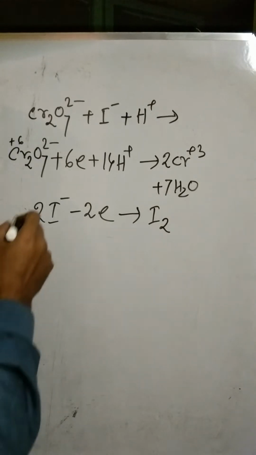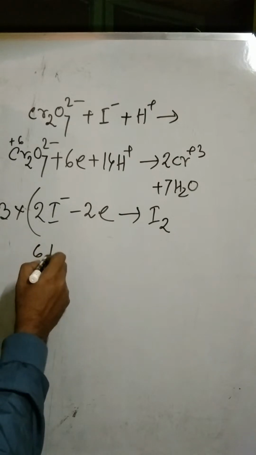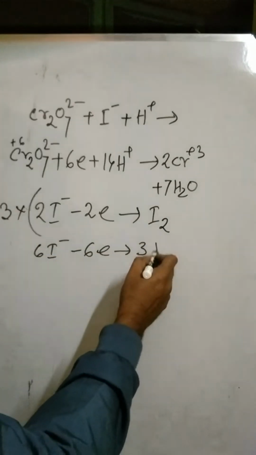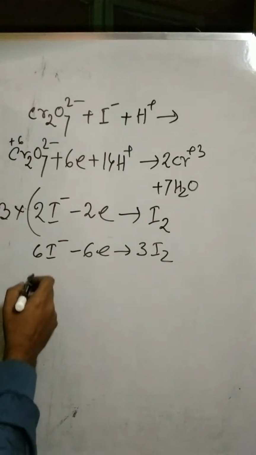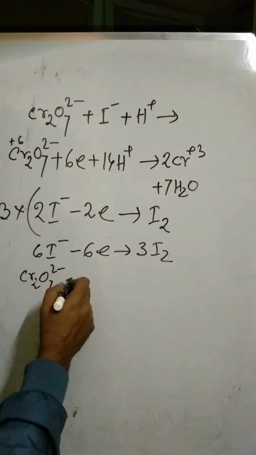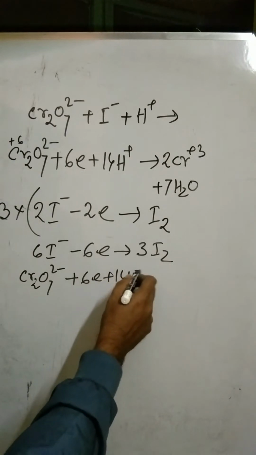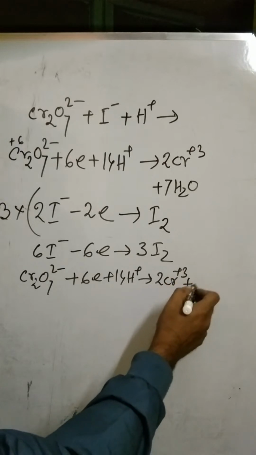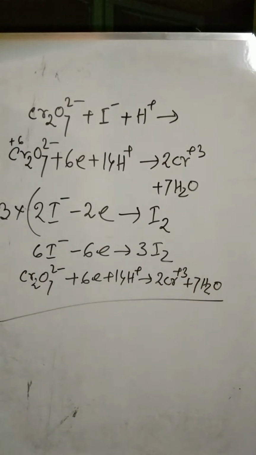So the whole reaction is multiplied by 3, it gives 6 I minus, minus 6 electrons, gives 3 I2, and this is the oxidation reaction. And the reduction is Cr2O7 2 minus plus 6 electrons plus 14 H plus gives 2 Cr plus 3 plus 7 H2O. Just add the reactions.